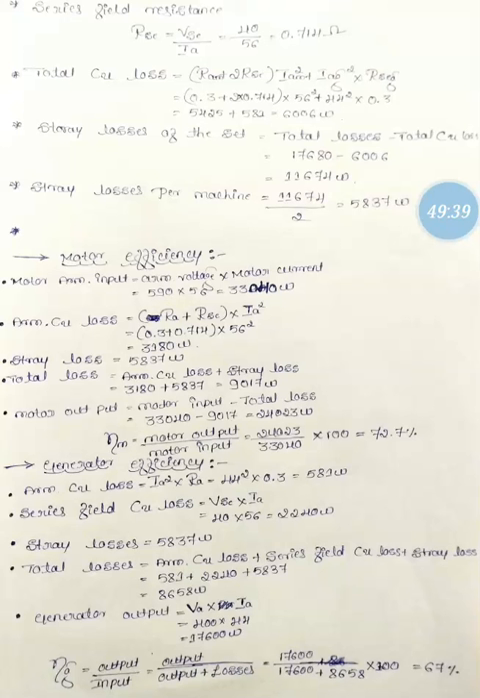So this is about the numerical on the field test. To go through these numericals on all the tests, that is the numericals on the Swinburne test, the Hopkinson test, the field test, and the retardation test, you can even solve some more numericals on these tests, and then you will get the idea about how to solve the numericals on testing of DC motors.